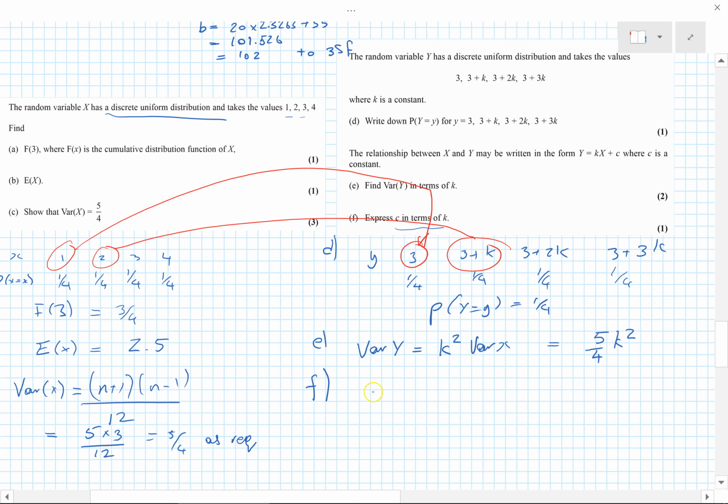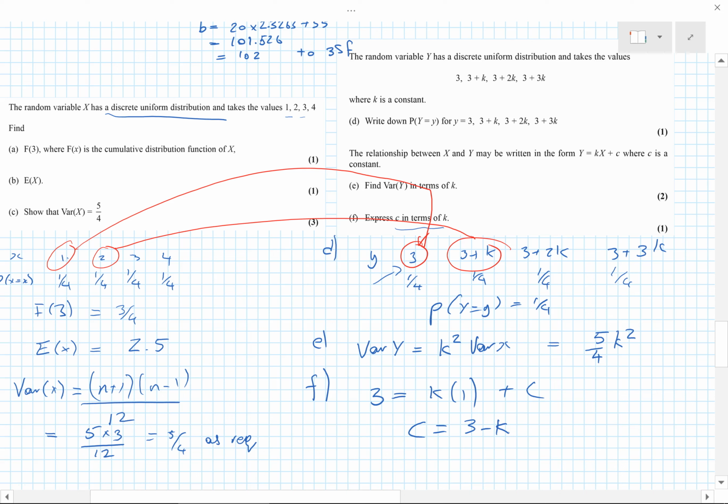So if I let y be equal to the number there, y in this case is 3, and x in this case is 1, so y equals k times 1 plus c. So it just gives me c equals 3 minus k. That's kind of confusing for a 3-mark question.